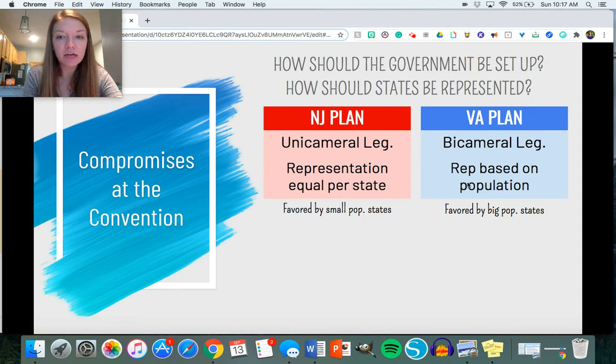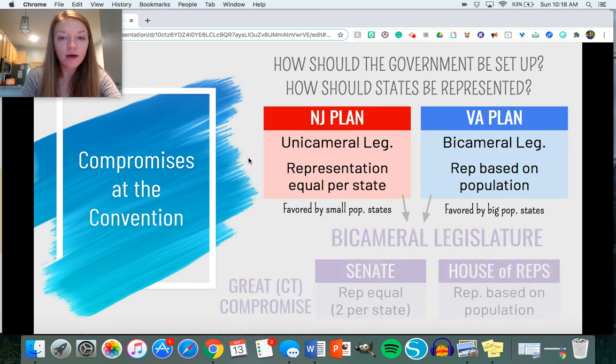And this representation really had been an issue since the beginning of seeking independence. Right? Taxation without representation. So this was a very, very big debate. And you see your smaller states wanting equality, they wanted equal footing, and our big states believing that they deserve a stronger voice in making laws and making decisions. So what we see proposed is these two plans, and then we have a compromise.